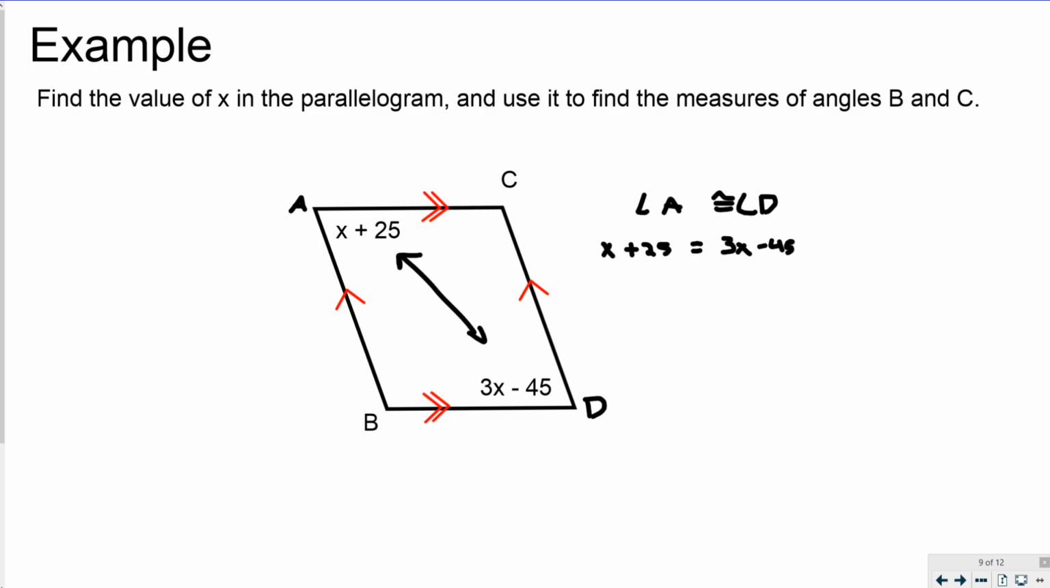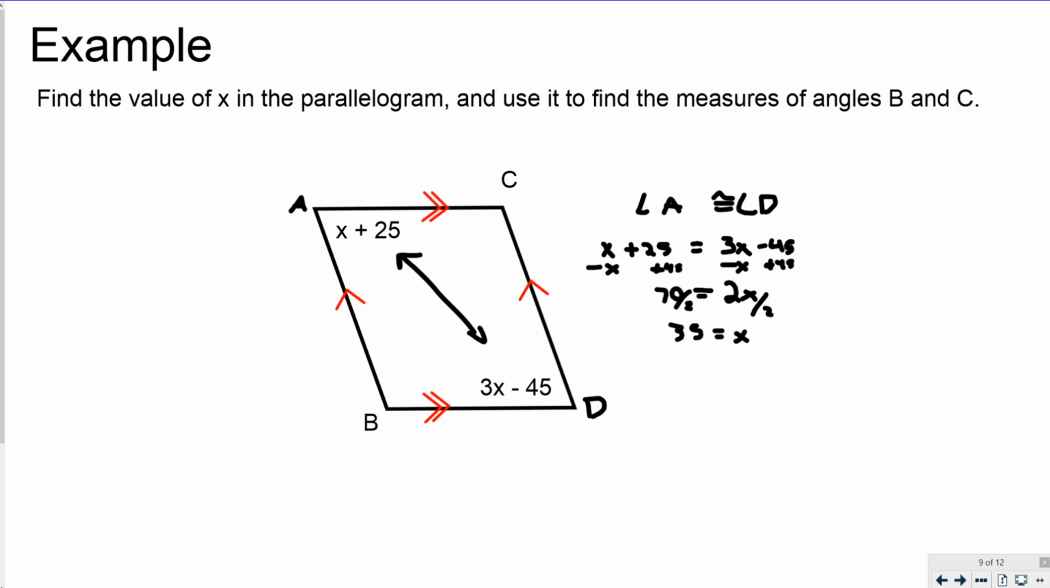And then I'm going to go ahead and subtract an x from both sides to get 2x over here, and I'm going to add 45 to both sides. I took an x away, I took an x away. So I get 2x, and on this side, I'm going to get 70. So x is equal to 35 when I divide both sides by 2.